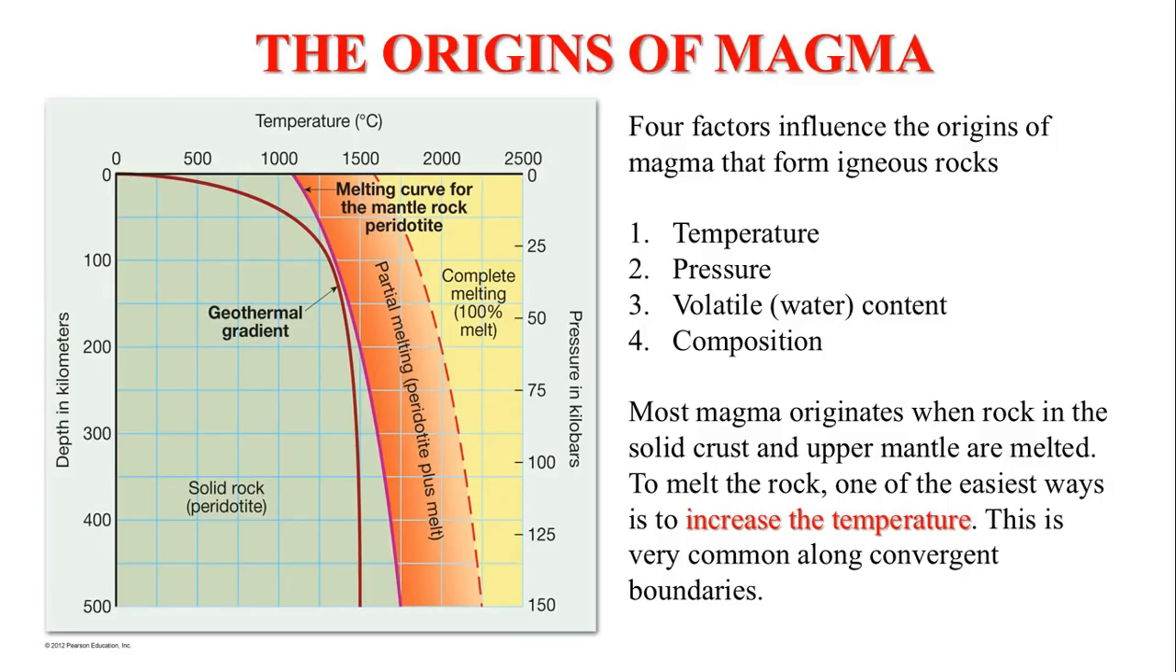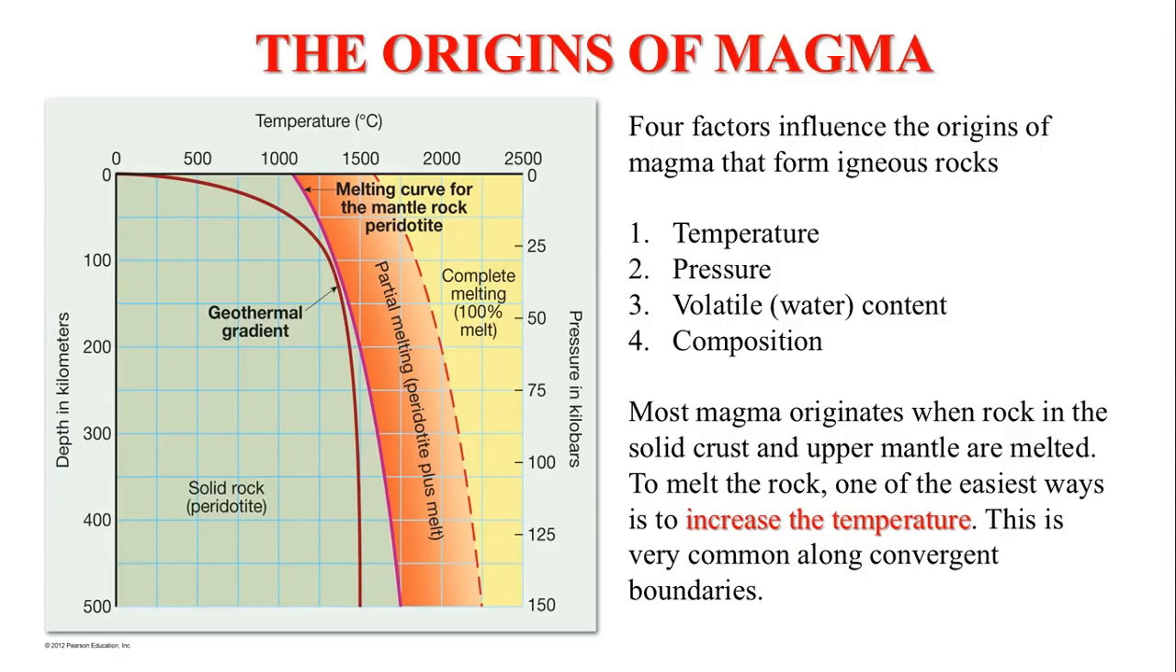So what conditions influence the origins of magma that form these igneous rocks? As you can see here, there are four primary factors that influence it: temperature, pressure, volatile content, which is gases, specifically water content, and composition. One of the simplest things to explain with the origins of magma is temperature.